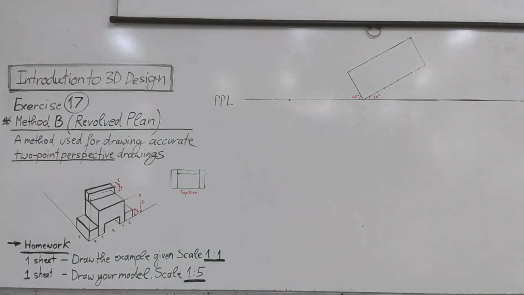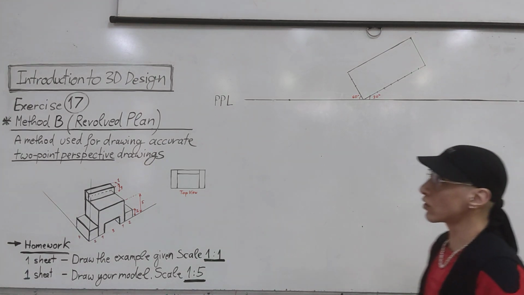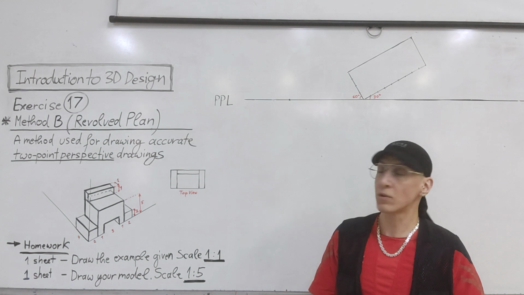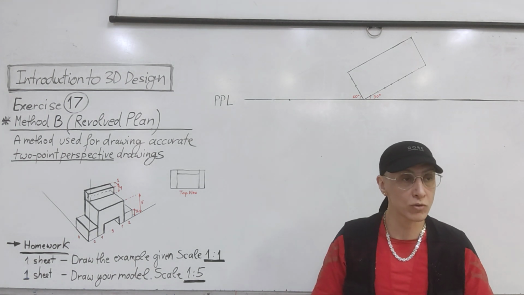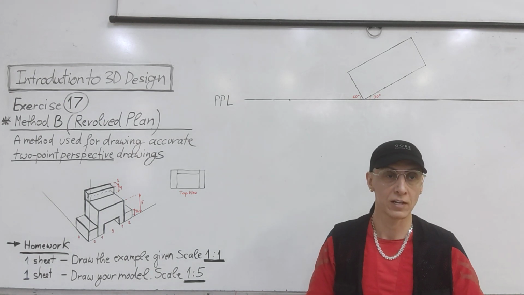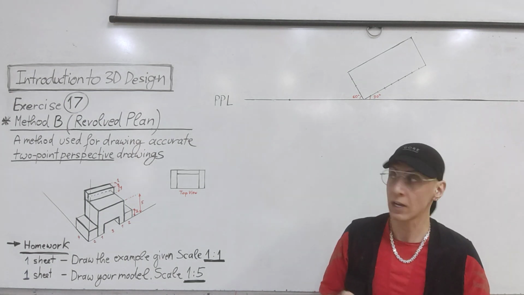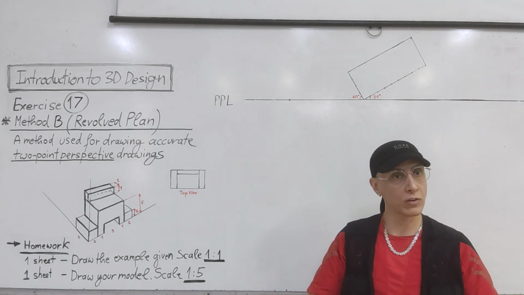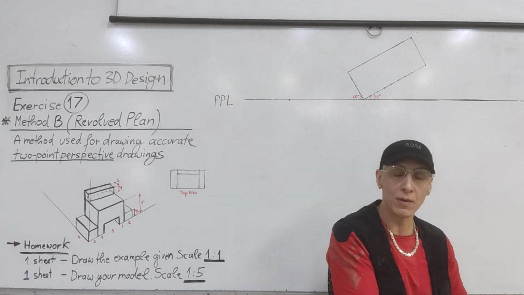So, today we will talk about exercise 17. We will talk about a second method for drawing accurately in two-point perspective. Last class we talked about one method. This is another method. So, the same object you can draw with this method or with the first method.